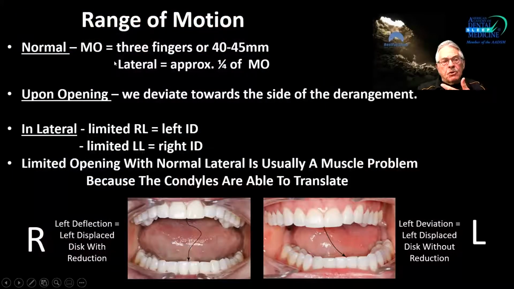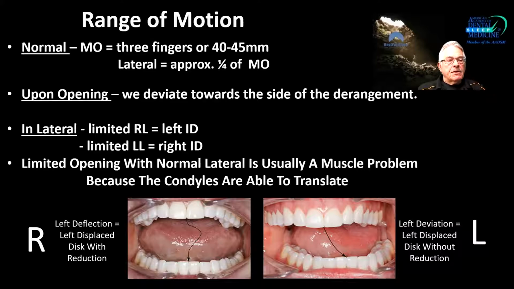So again, a normal range of motion is approximately 3 fingers, 40 to 45 millimeters. Get up to 60, that's a hypermobile joint. Not going to affect a sleep appliance very much, but by definition, it is a hypermobile joint. And then keep in mind that lateral should be approximately a fourth of opening. So if you have 40, 10, and 10, you can put a sleep appliance in and know that you can translate the mandible. It doesn't mean that you can't if you don't have that range of motion, but it's a little bit of comfort knowing that you can.